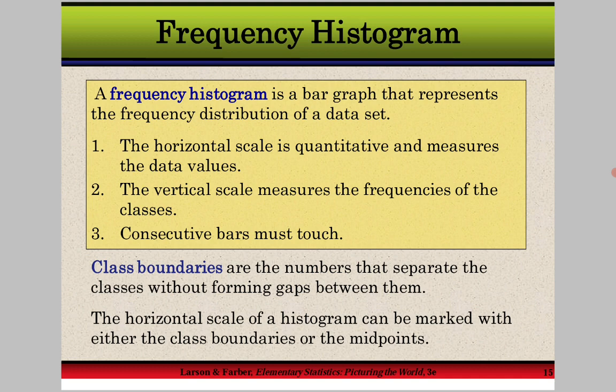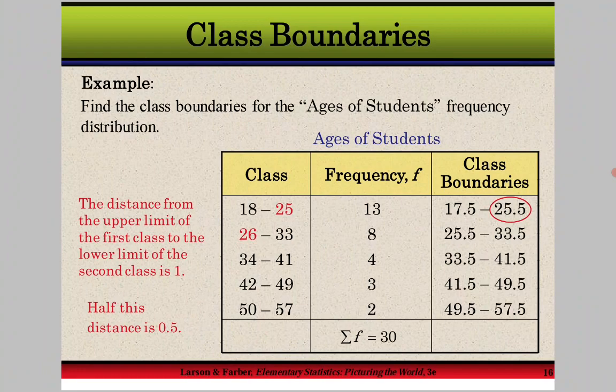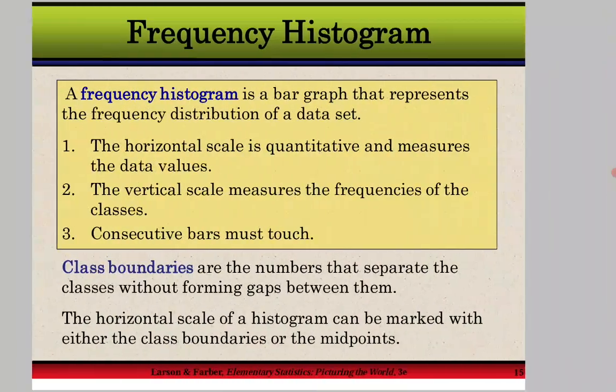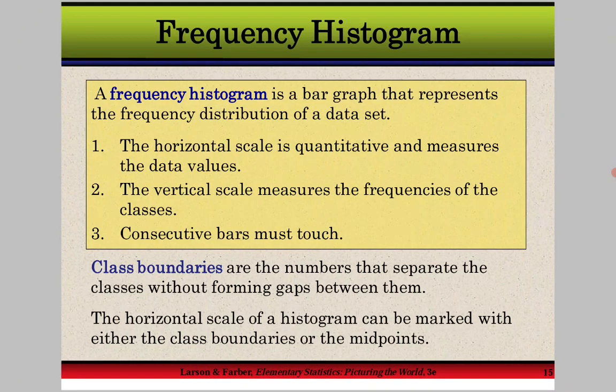Class boundaries are the numbers that separate the classes without forming gaps between them. The horizontal scale of a histogram can be marked with either the class boundaries or the midpoints. So how to draw this frequency histogram diagram?